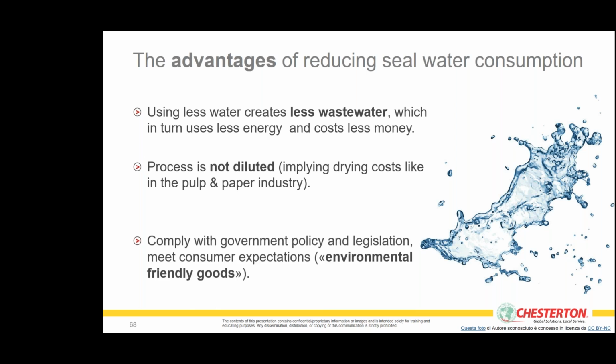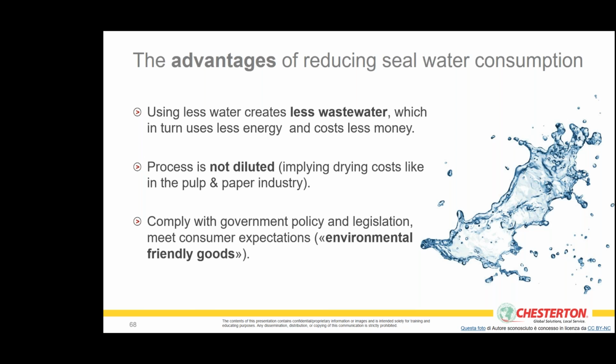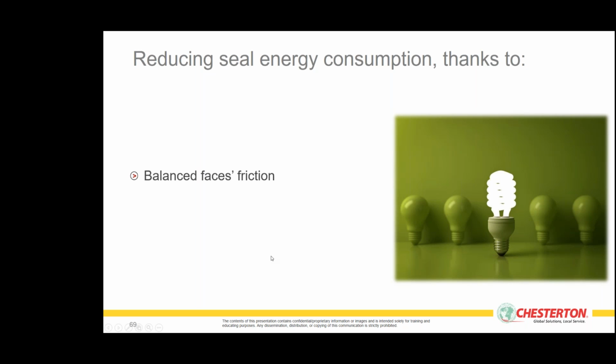If you are using too much flushed water, you are diluting the paper stock, and you need to spend additional money to heat that up and to evaporate this additional amount of water. So you have also clear savings in not diluting your process just to protect the mechanical seals. That's why it's useful to have a flushless mechanical seal. Finally, you comply with the government legislation, and you can propose to your customers some environmentally friendly goods.